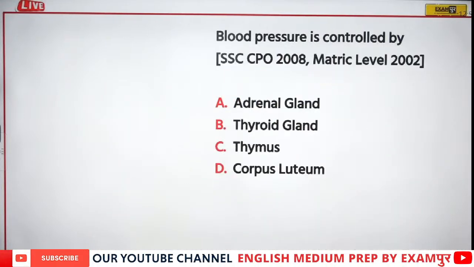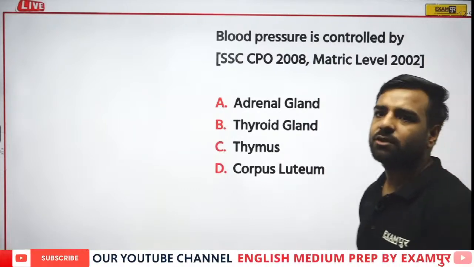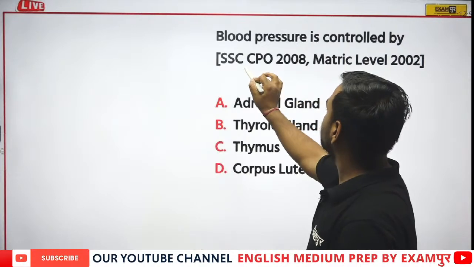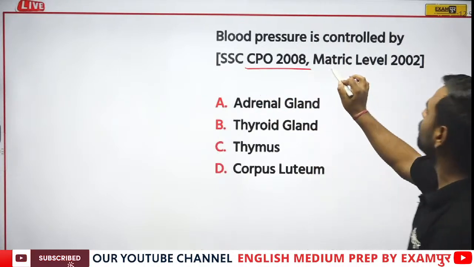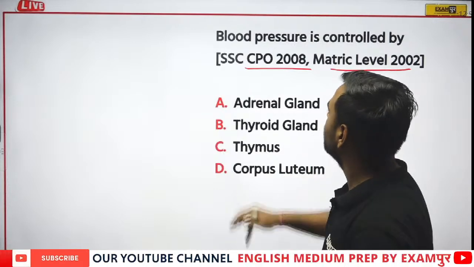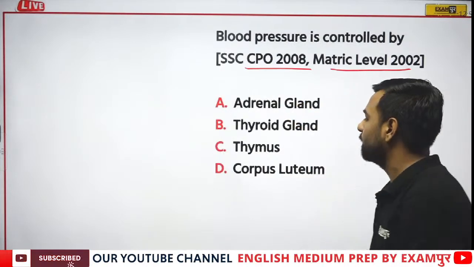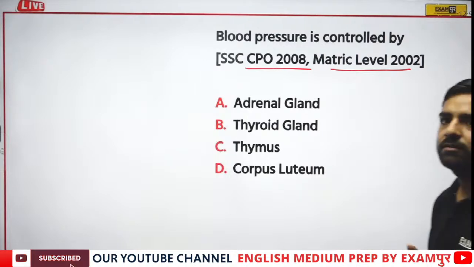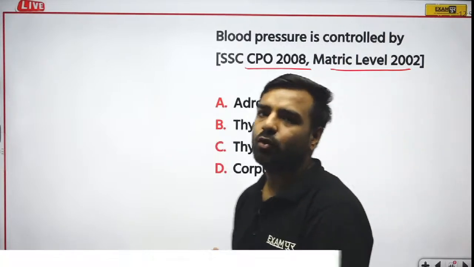Next. Blood pressure is controlled by what? Now this would be the last question of the day. Blood pressure is controlled by a dash. So this is from CPO 2008 and Matric Level 2002. See, the questions can be repeated, isn't it? So yes, blood pressure is controlled by what? Let's see who gives this answer.